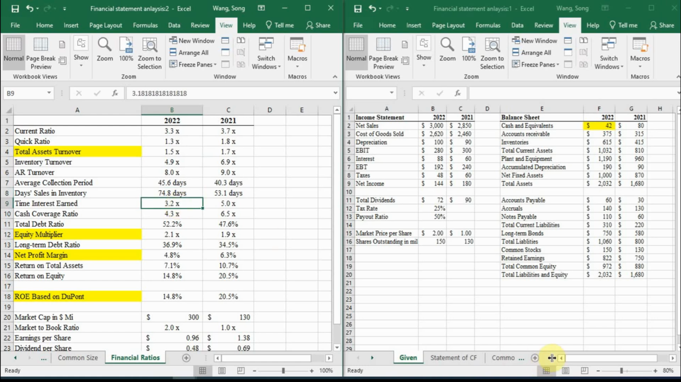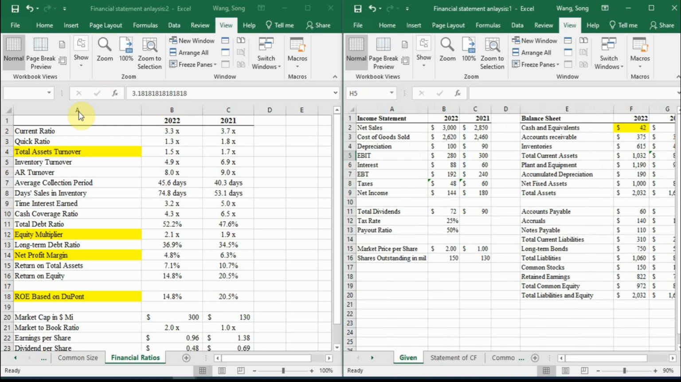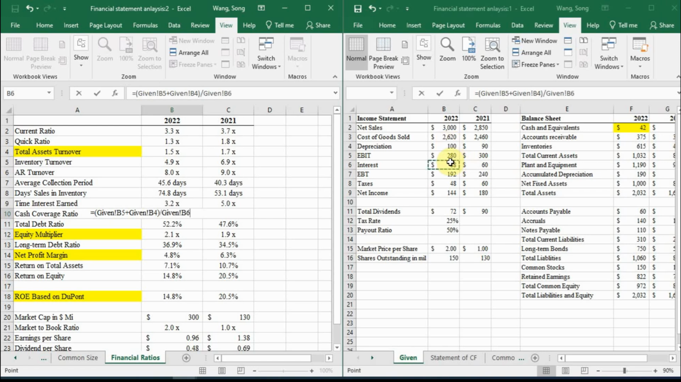And for time interest earned ratio, that measures the firm's short-term solvency. So you're gonna use earnings before interest and taxes divided by interest. So we want this number to be high because we want to have a big enough EBIT, which is operating income, and a small enough interest payment. And for cash coverage ratio, it takes EBIT plus depreciation. So you recoup the non-cash effect of depreciation divided by interest.